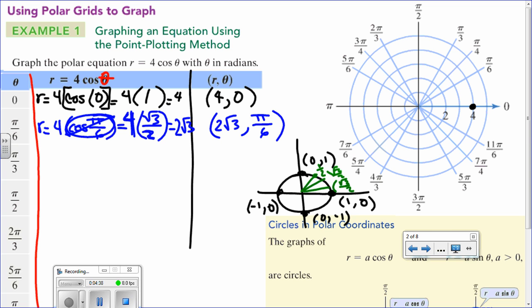I forgot what the approximation was. Can someone please put 2 times square root of 3 on the calculator? I can't remember what it was. 3.46. All right, so it's going to be in between the circle with the radius 3 and radius 4. The angle is pi over 6 right here, between the third and fourth circle. Here's the third, so somewhere here. Okay, next one.